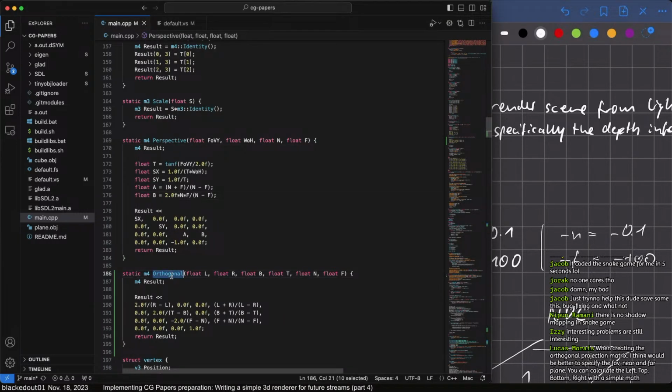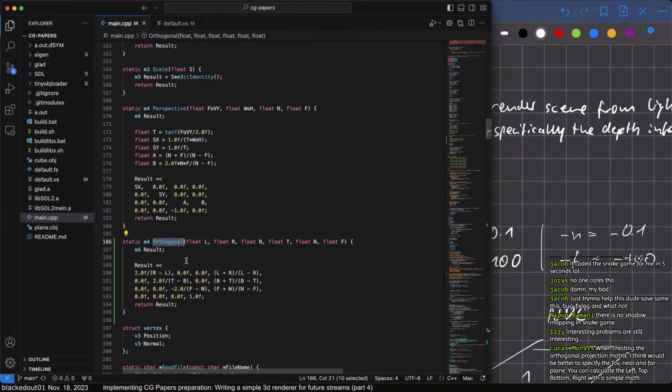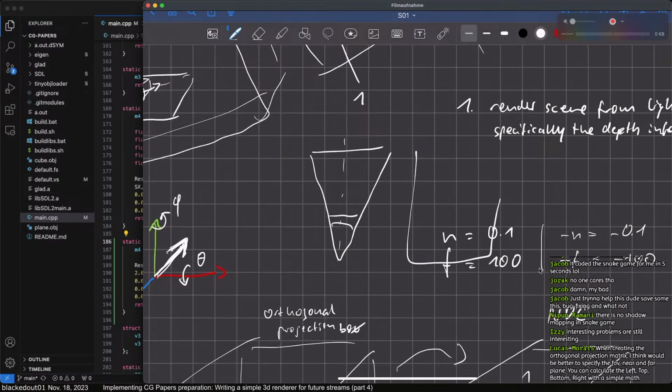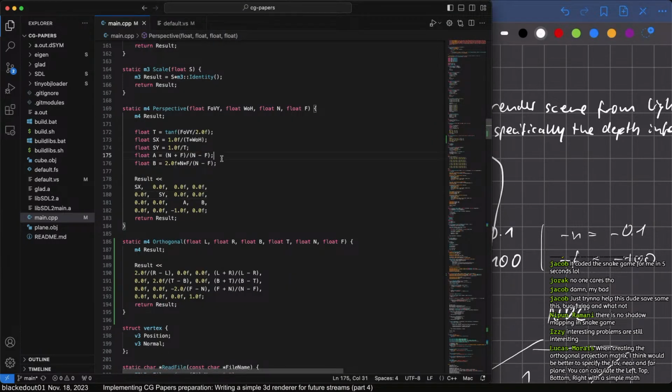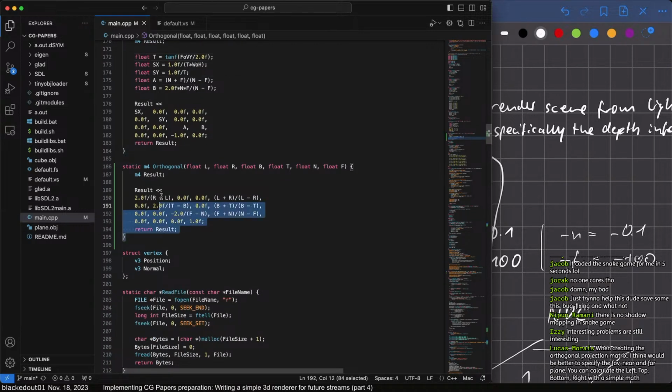But for the orthogonal matrix, we just have this box here. So we don't really have an angle. That's why we use these simple values. You can also define the perspective projection with left, right, near, and top. But that's even more complicated. I think this works fine.